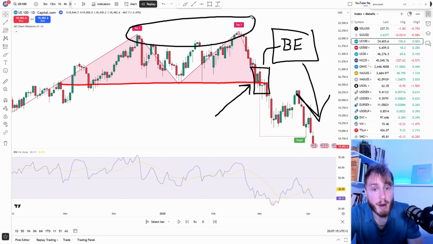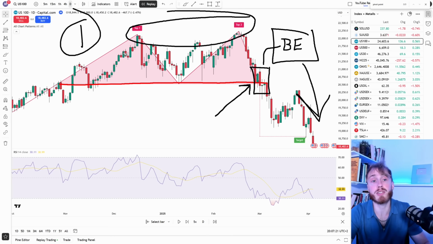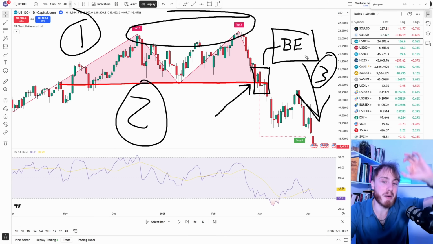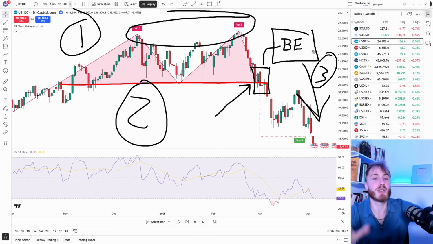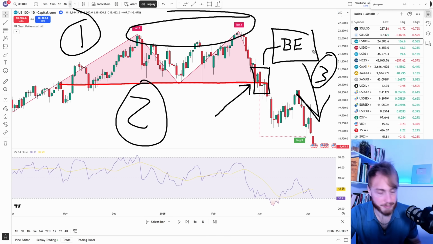So here we have bearish divergence, that is one signal. So one, we have bearish divergence. Two, we have a bearish chart pattern. Three, we have a bearish candlestick pattern. So here we have three signals happening at the same time, indicating a move to the downside.